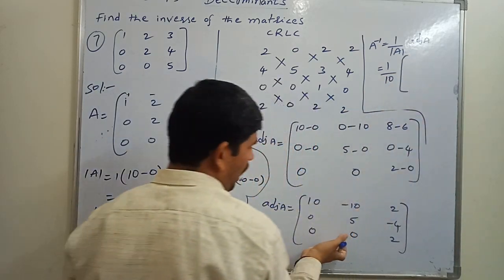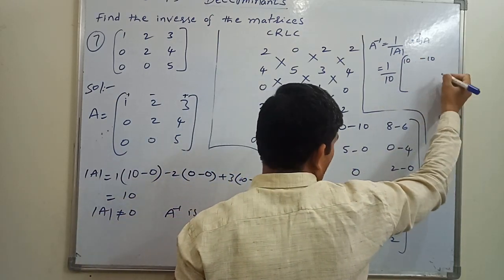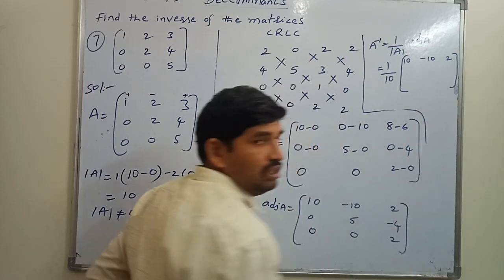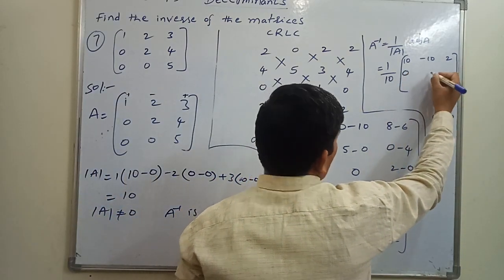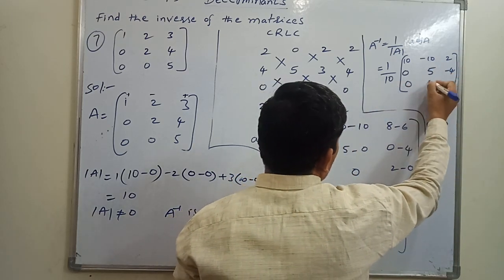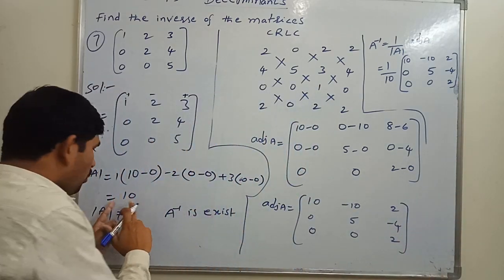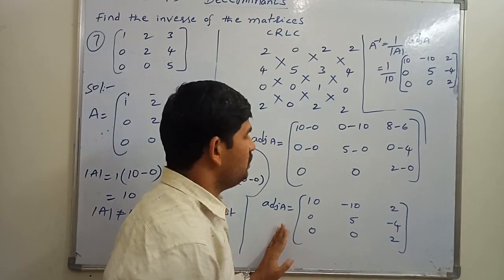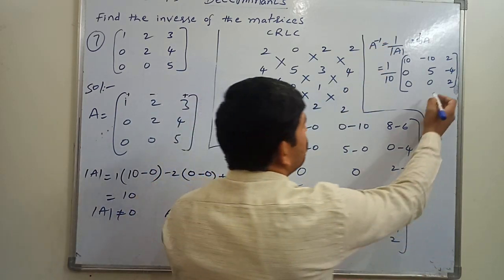Yes, I am going to write 10 into the matrix. The adjoint of the matrix we already have. So I will write 10, next one is minus 10, next one is 2. Yes. Again I am going to write here 0, 5, minus 4, 0, 0, 2. Just see, whatever the determinant of A and adjoint of A is there, I am just going to substitute in this. You people also can do. Okay. So this is the solution.